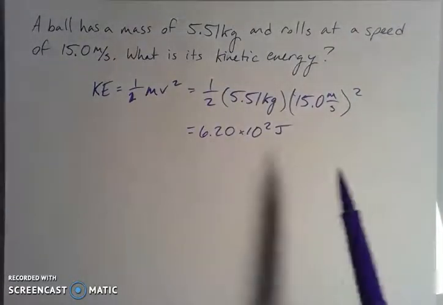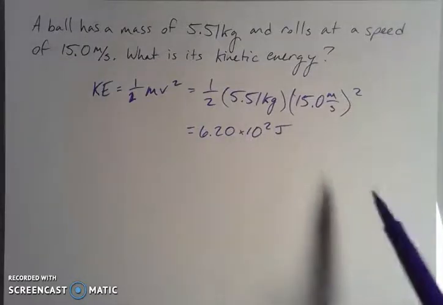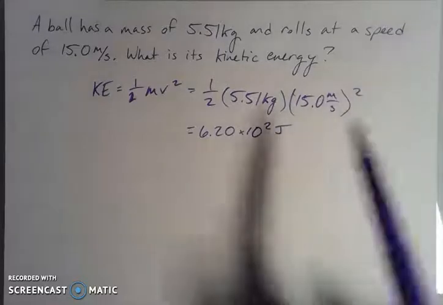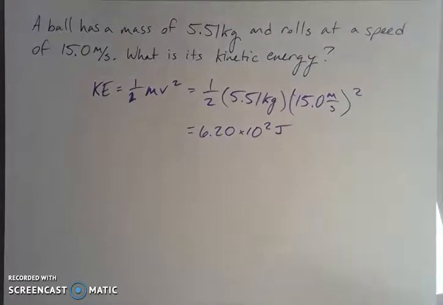And again, this is why it's important to understand the relationship between kilograms and our meters squared per second squared. A kilogram meter squared per second squared is a joule, so that when you look at all that combination of units, you're like, what the heck? I thought I was supposed to have an answer in joules. Well, you do. They're the same thing. Okay, so 620 joules for that particular ball in motion.